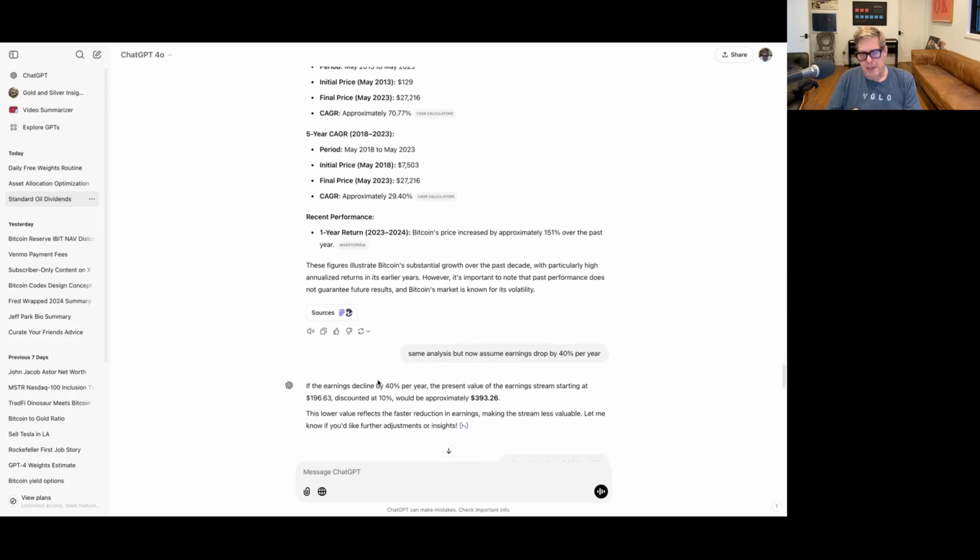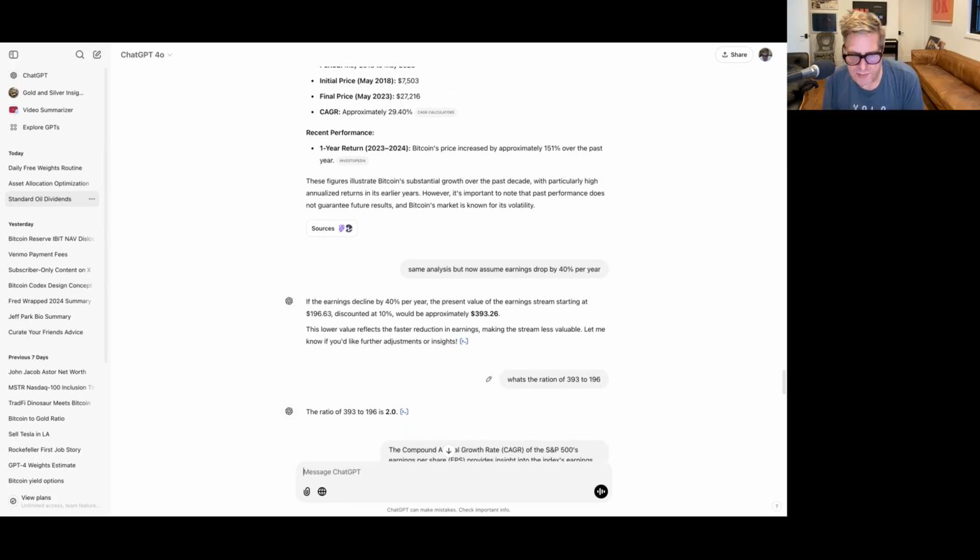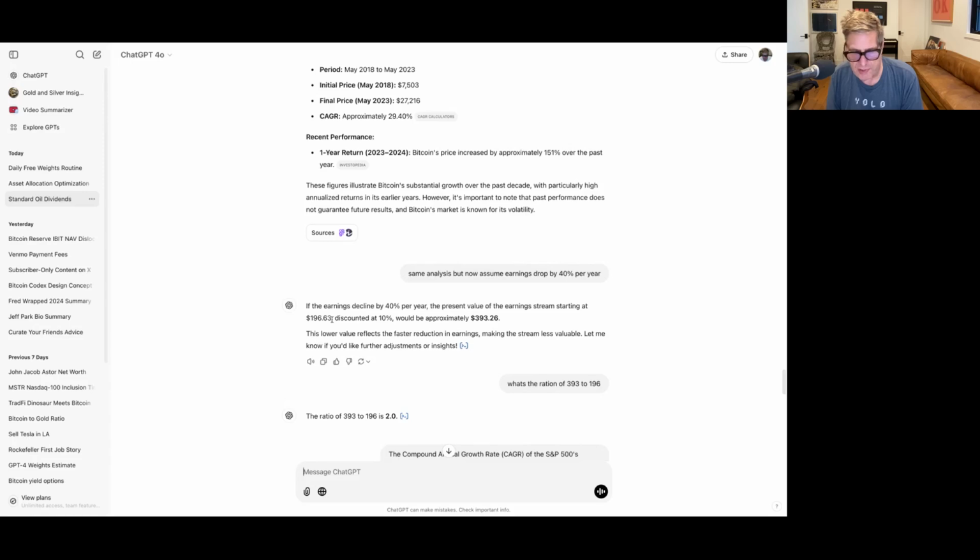So if you had earnings decline by 40% per year, what is $196 of earnings discounted at 10% worth on a discounted cash flow basis? Well, it's worth about $393. And the ratio of that to 196 is 2. So what this is saying is that relative to Bitcoin, the S&P should trade at a price to earnings of 2, not a price to earnings of 20. So really, it's amazing that people are valuing the S&P so highly relative to Bitcoin.